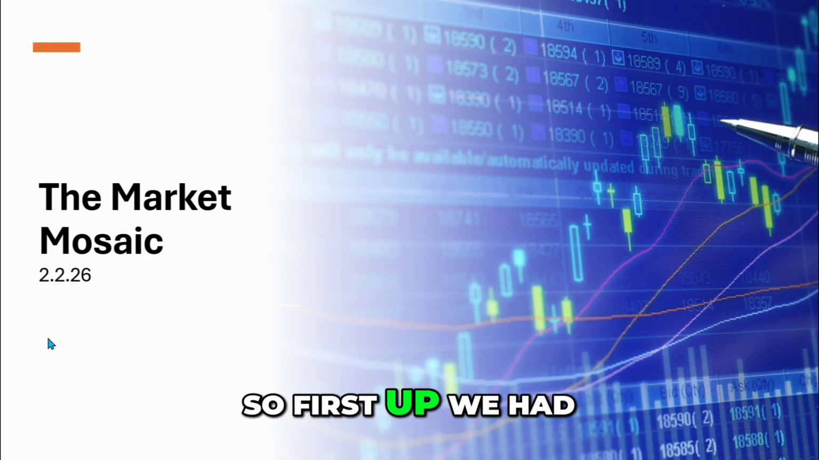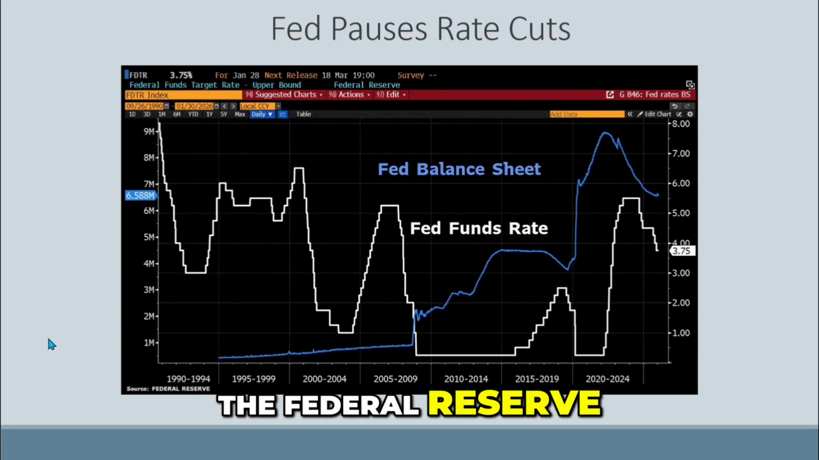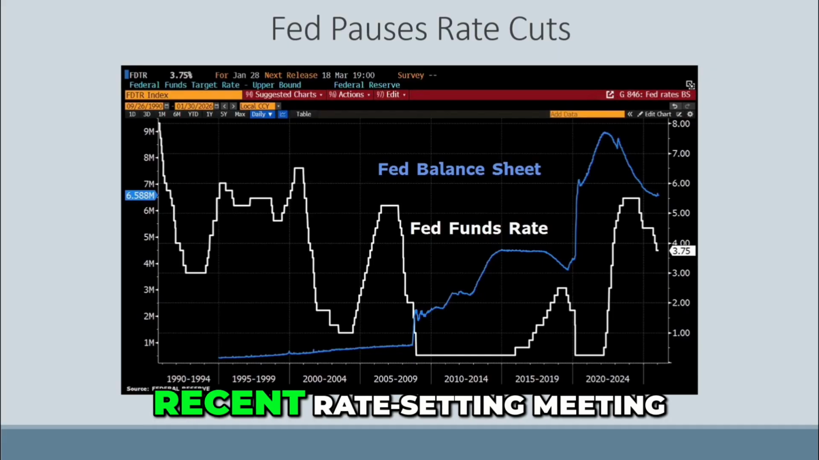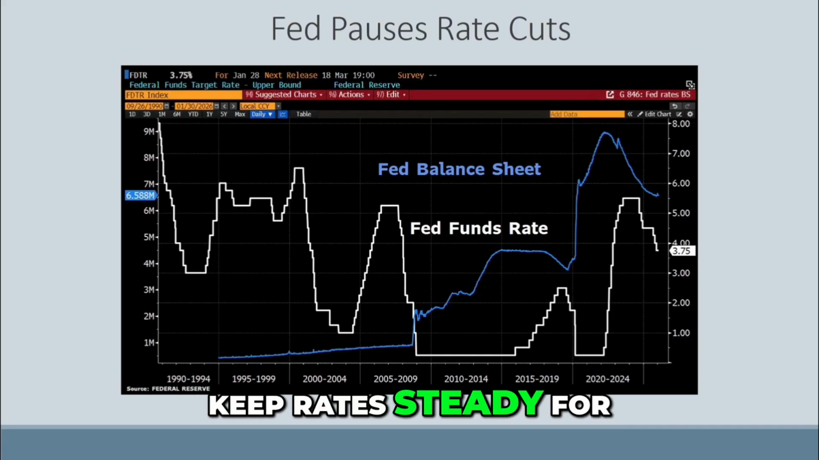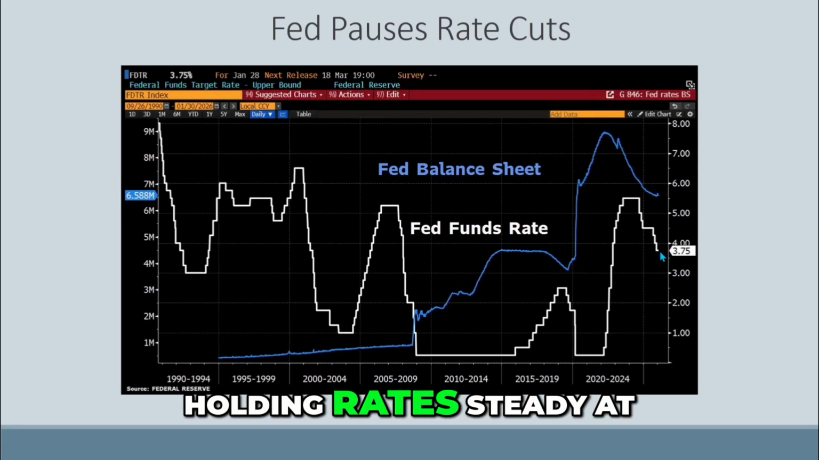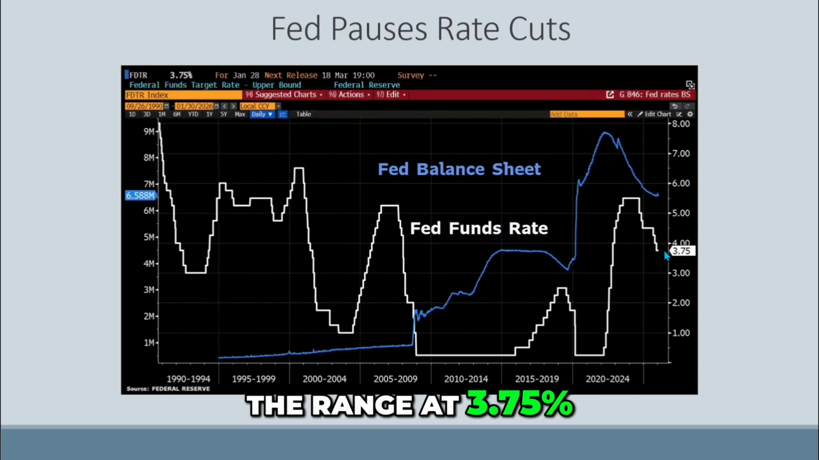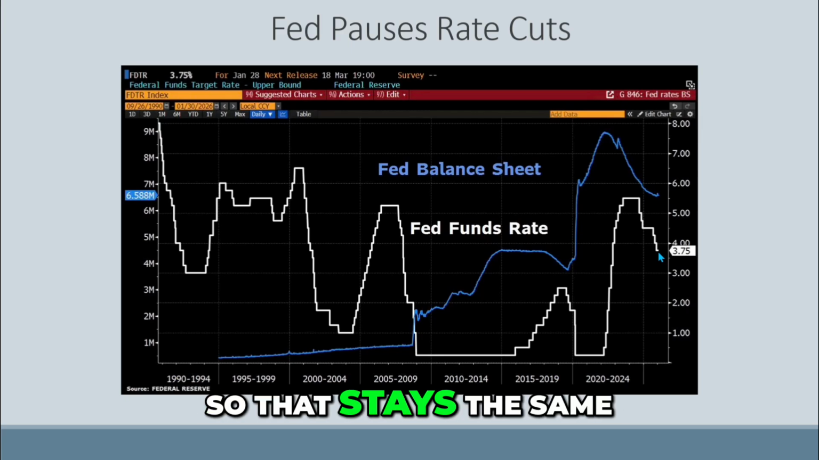and it's sparking historic volatility in precious metals. So we had the Federal Reserve wrapping up their most recent rate setting meeting. The Fed electing to keep rates steady for the first time since their meeting in July. The chart on here just shows you where the current level of the Fed funds rate is at. This is the white line on here, holding rate steady, the upper end of the range at 3.75%. So that stays the same.